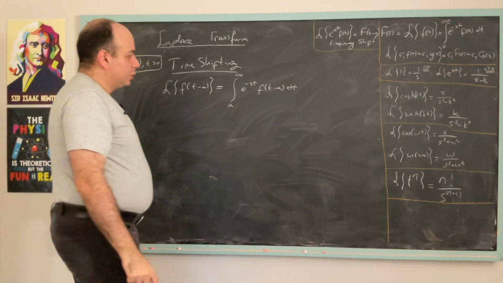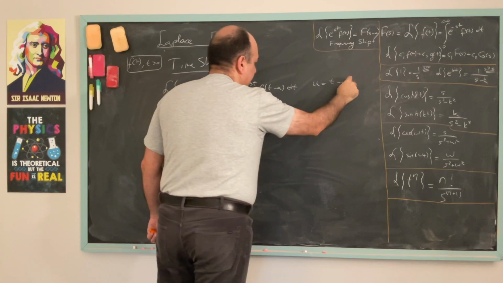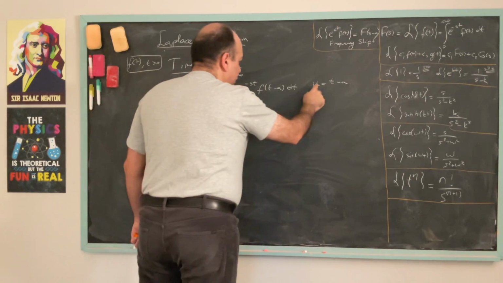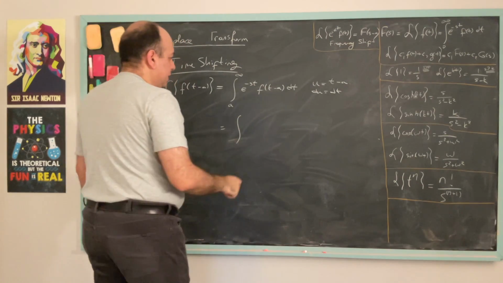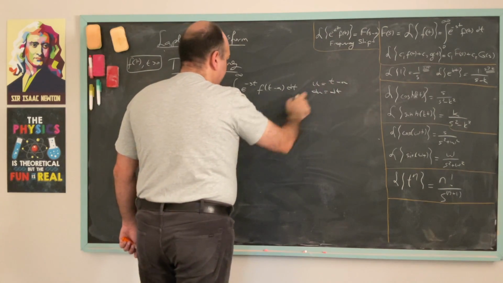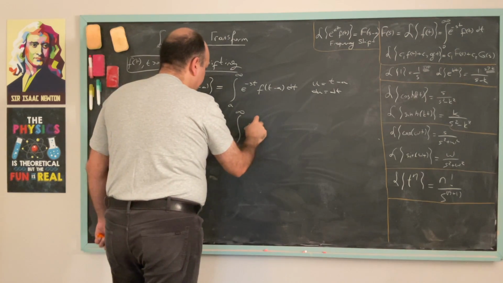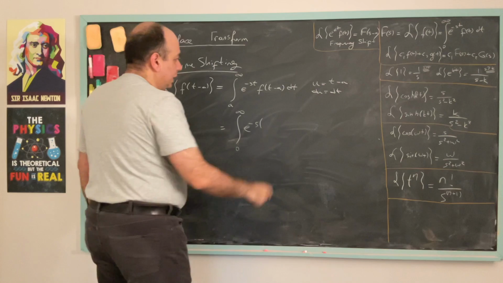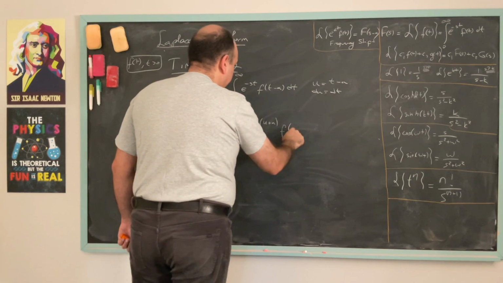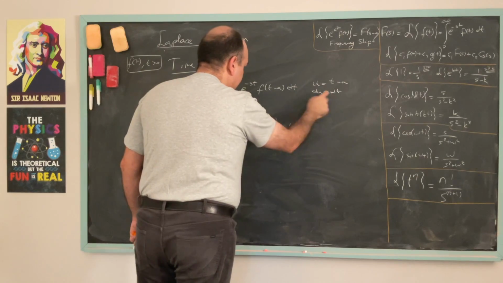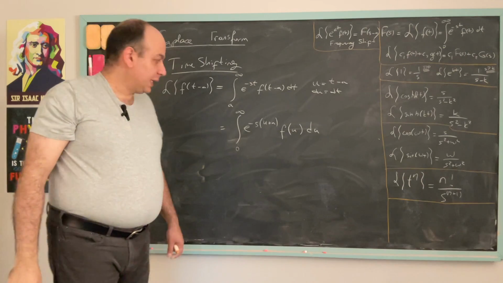This is good. So at this point I can make a u substitution. So u is equal to t minus a, and du is going to be equal to dt. So this integral becomes, when t is equal to a, u is equal to 0, and the upper limit is still infinity. It's going to be equal to e to the minus s, and instead of t, I'm going to put u plus a, and then f of t minus a is f of u, and dt is equal to du. Okay, so this is the integral I got.